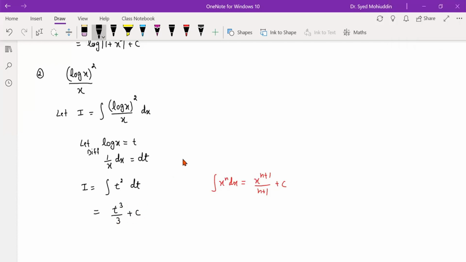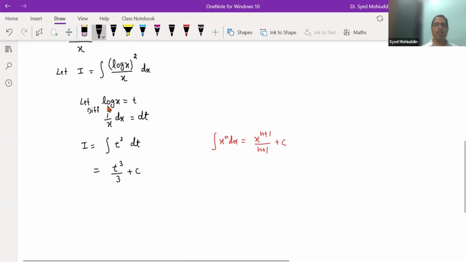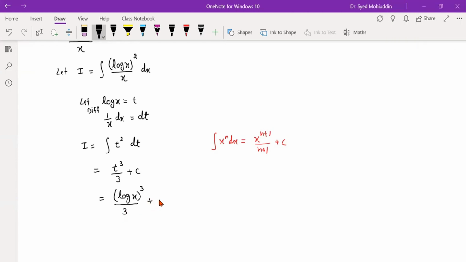Now we can replace the value of t there. The t value that we have taken is log x. So therefore we'll be getting log of x whole cube, right, divided by 3, plus the constant of integration c. That will be the required solution.